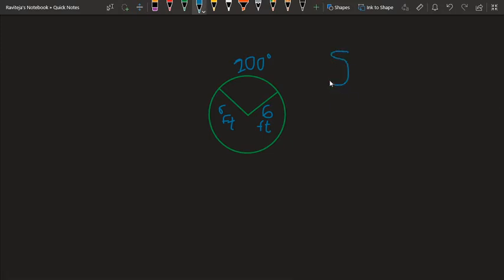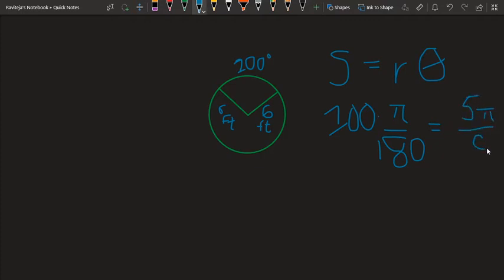So we want to use the equation S equals r theta. Okay, good. We already have our r, which is 6, so we can keep that aside. And now what we want to do is convert this 100 degrees to a radian measure. So we just do 100 times pi over 180. And this one you can just do in your head because 100 times pi over 180 is 100 pi over 180, which can be simplified to 5 pi over 9.